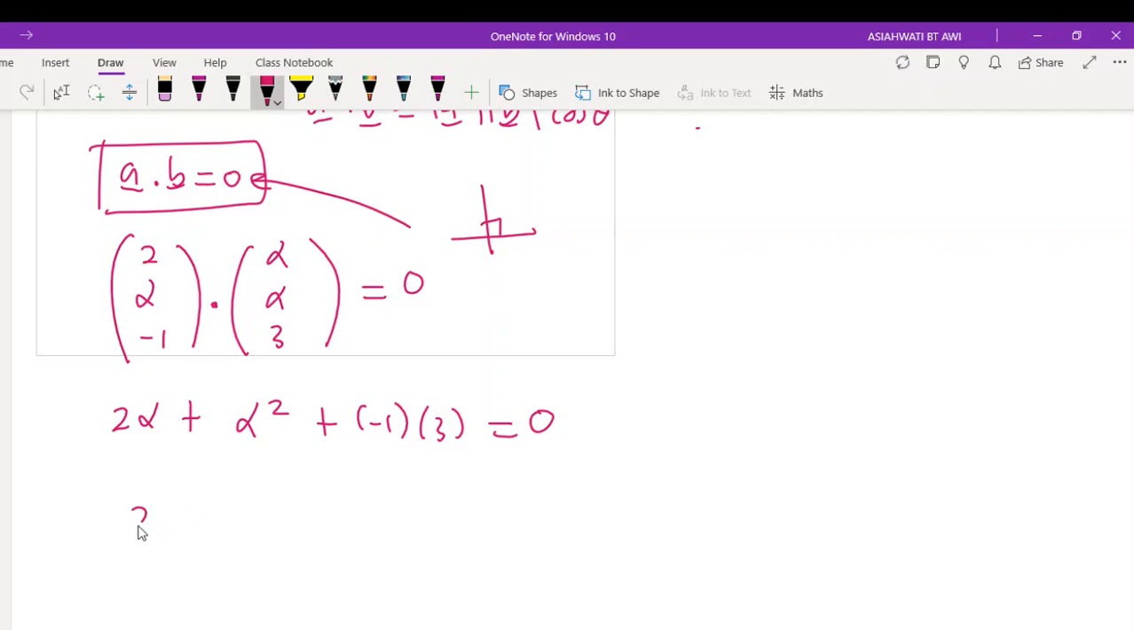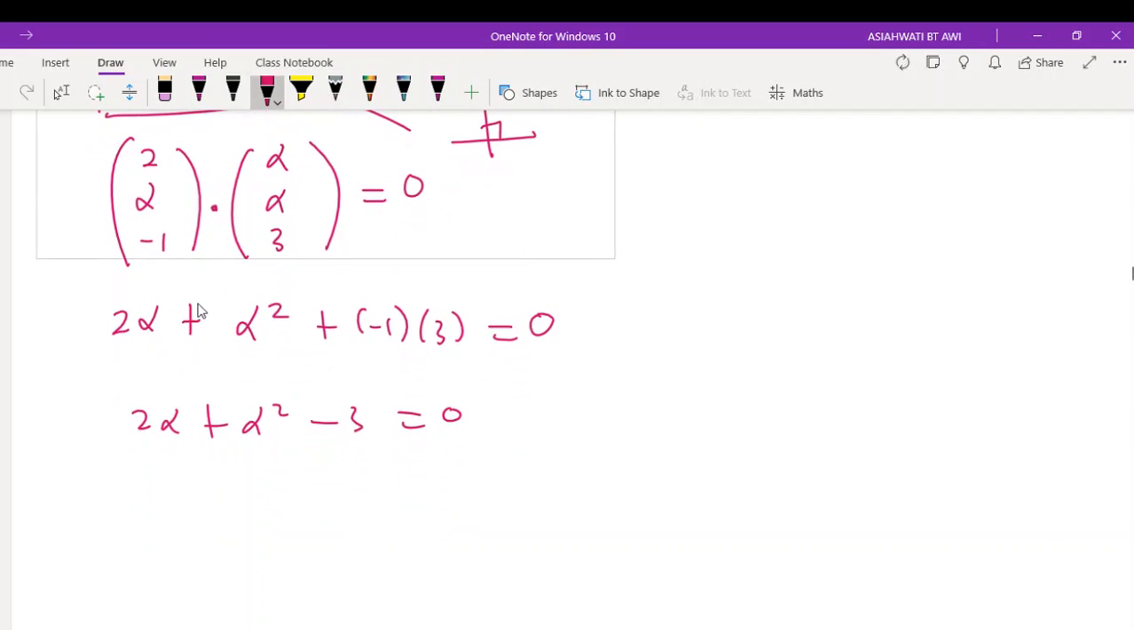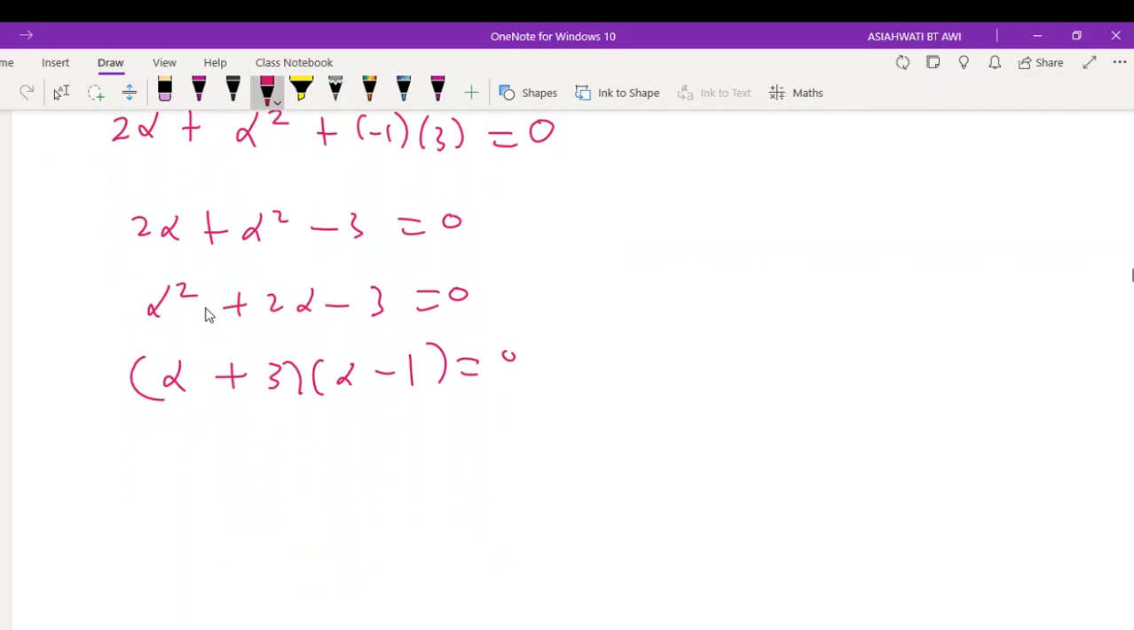So 2 alpha squared minus 3 is equal to 0, we get a quadratic. Then factorize or arrange it into this form. Using your calculator, you can factorize (alpha + 3)(alpha minus 1). Therefore alpha is equal to negative 3 or alpha is equal to 1. Okay, settled.